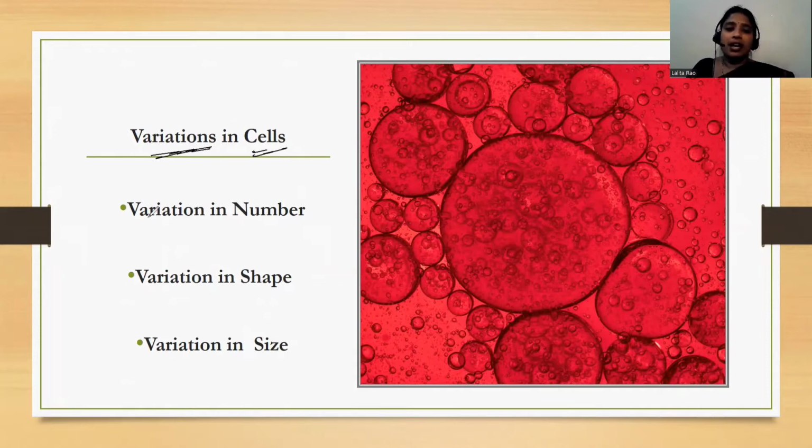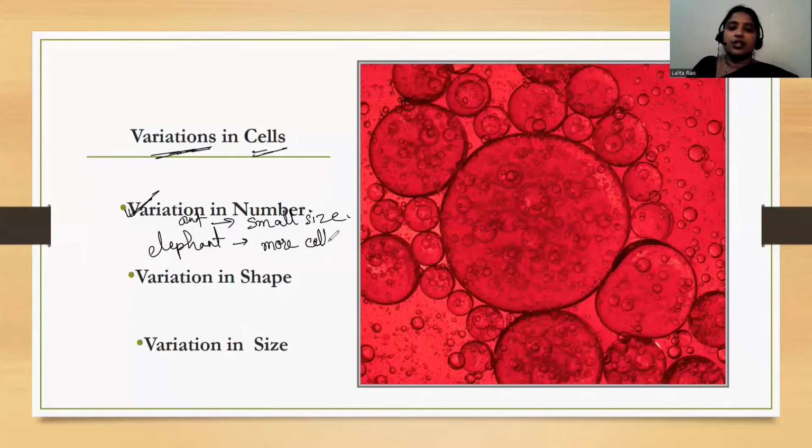Similarly, if you take the example of an ant, as an ant is small in size, it will have fewer cells. And an elephant, as it is big in size, has more cells. So depending upon the structure, the organism which is bigger or longer or thicker, or broader, will have more cells in it.